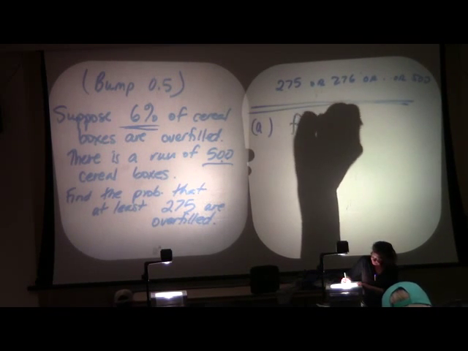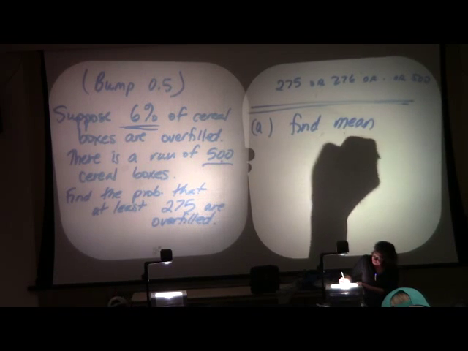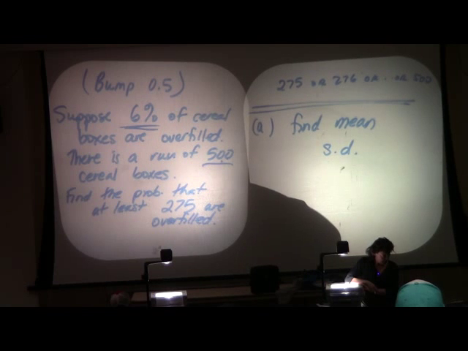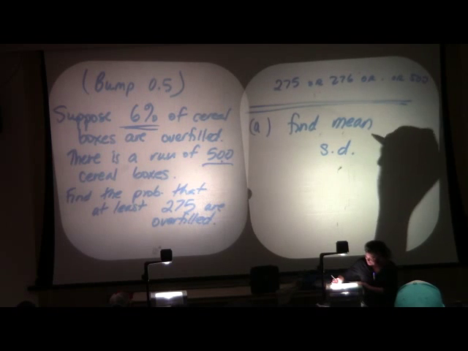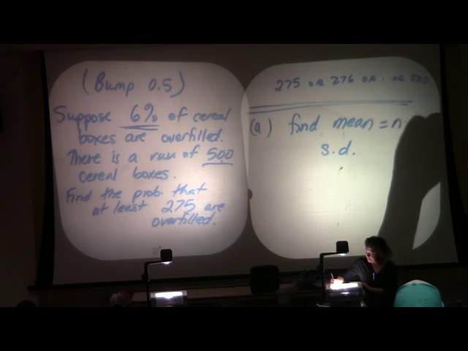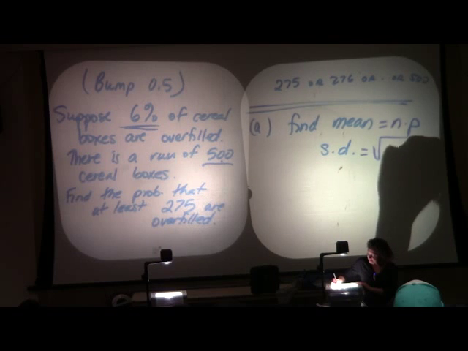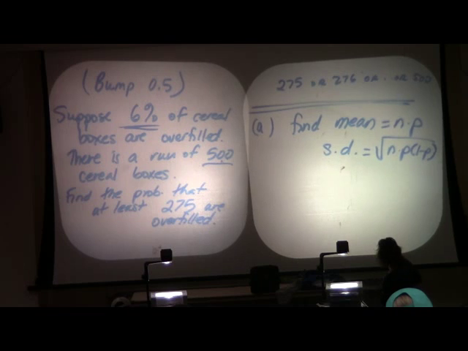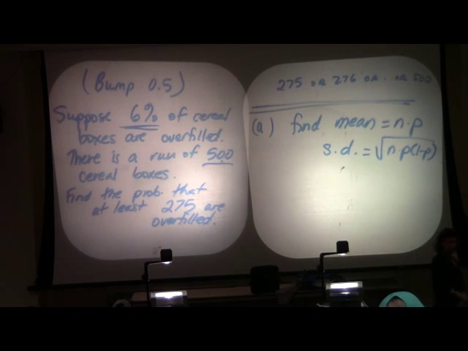Okay? So, here is the scenario. Part A. Find your mean and your standard deviation. Can we find our mean and our standard deviation of a binomial distribution with relative ease? Yes. Do you guys remember the formulas? Some people do. Remember, the formula is n times p, and this is the square root of n times p times 1 minus p. You take the square root of the whole thing. Okay?